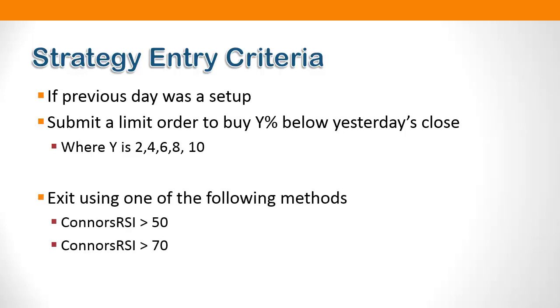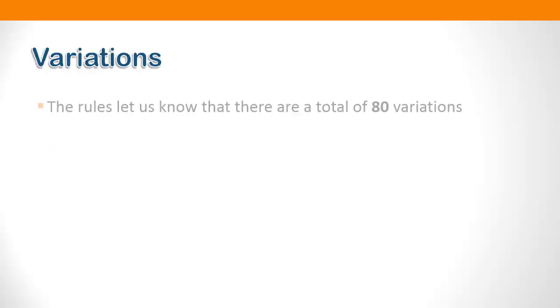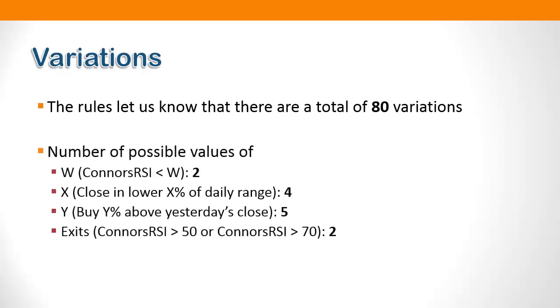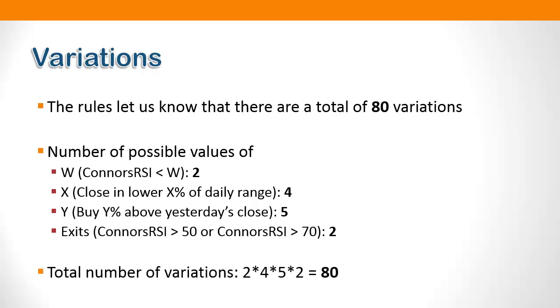And you exit if one of the following is true: either ConnorsRSI is greater than 50 or ConnorsRSI is greater than 70. Obviously, this goes into making a lot of variations. So there are 80 in total. That's calculated by the fact that there are 2 possible values for W, 4 possible values for X, 5 possible values for Y, and there are 2 possible exits. So that makes a total of 80 variations.